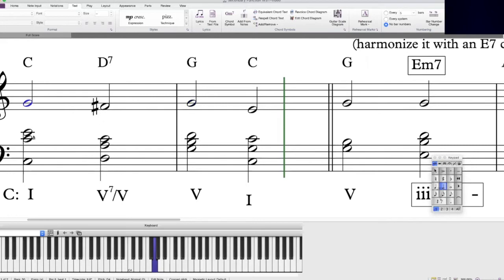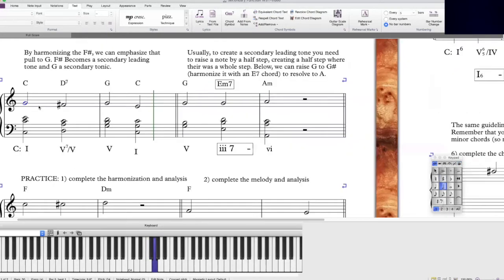And we see the voice leading works, F sharp to G. So this is what we call the F sharp. This is what we call the secondary leading tone. And when it's harmonized like this in this complete 7th chord, it's a secondary dominant. So now let's listen to this chord progression with the F sharp.